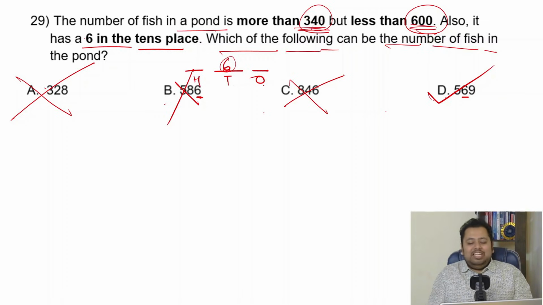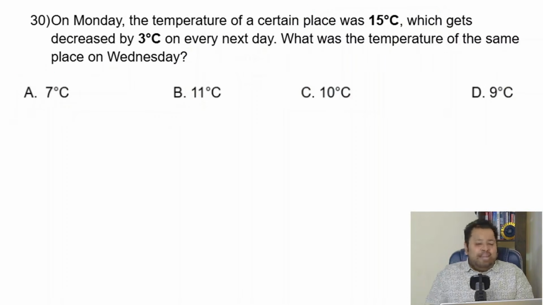And now we move to question number 30. On Monday, the temperature of a certain place was 15 degrees centigrade, which gets decreased by 3 degrees centigrade on every next day. What is the temperature at the same place on Wednesday, right? Well, easy one. I think we just need to find out if on Monday it was 15 degrees centigrade, what would be the temperature on Tuesday, and then what would be the temperature on Wednesday. Pause the video, solve it first, and then look at the solution.